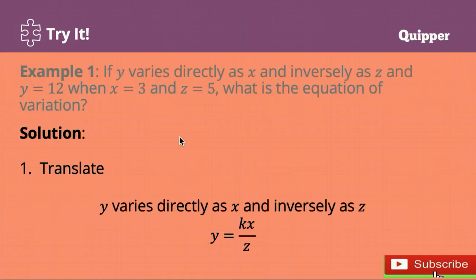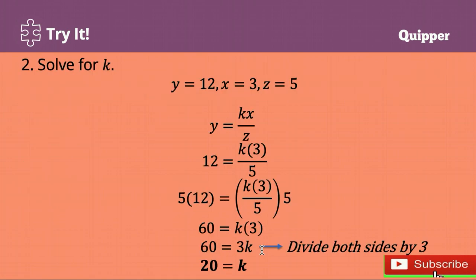Okay, our first step is to translate the variation statement into a mathematical equation. The statement is y varies directly as x and inversely as z. And this is now the translation: y is equal to kx over z. Second, solve for k using the values of y, x, and z.